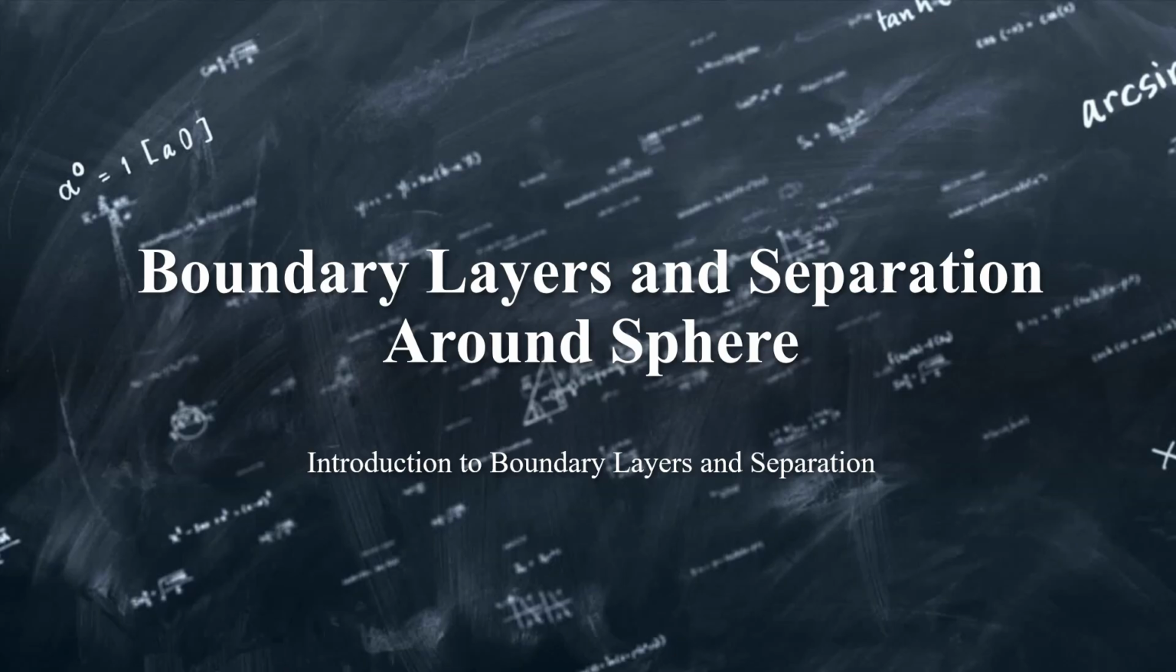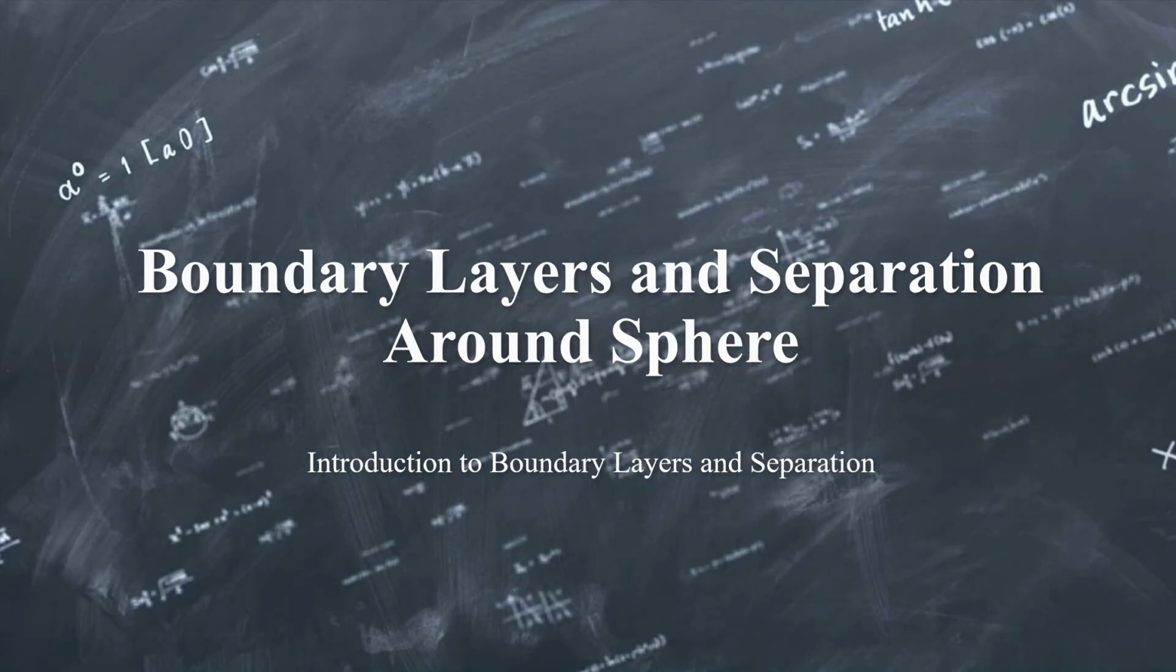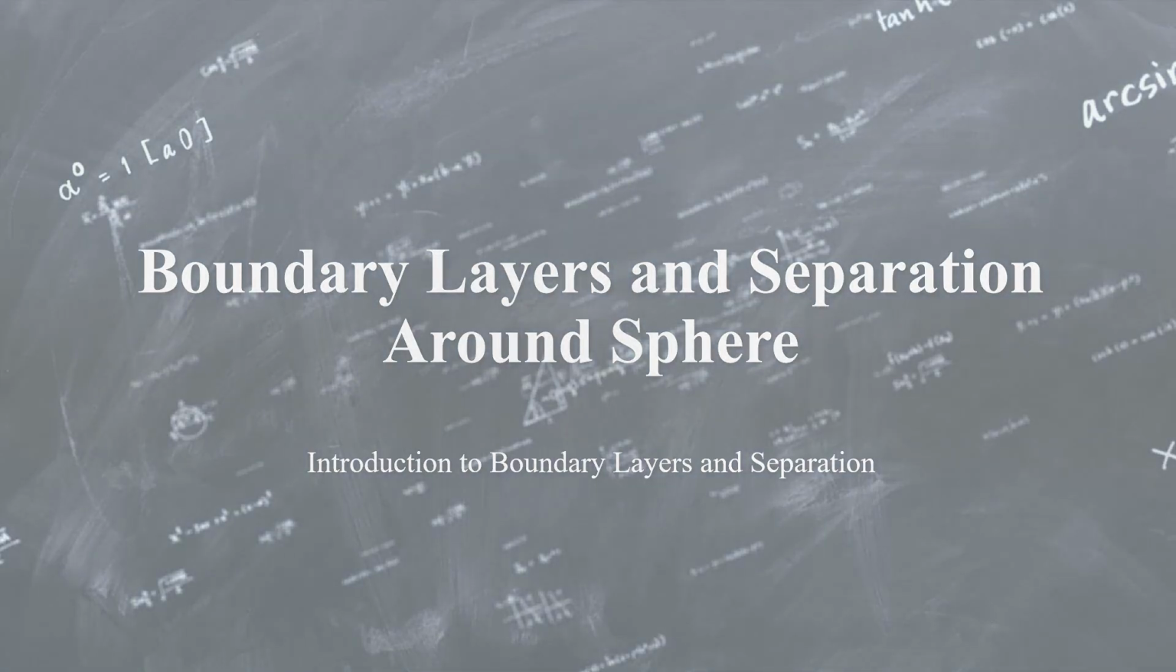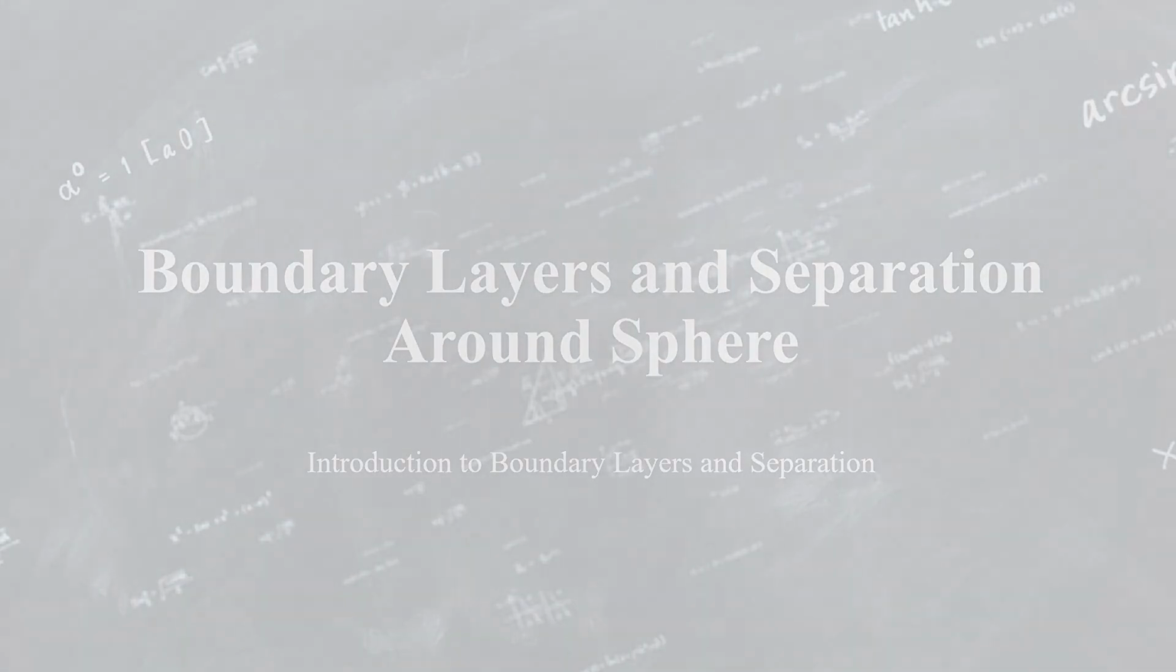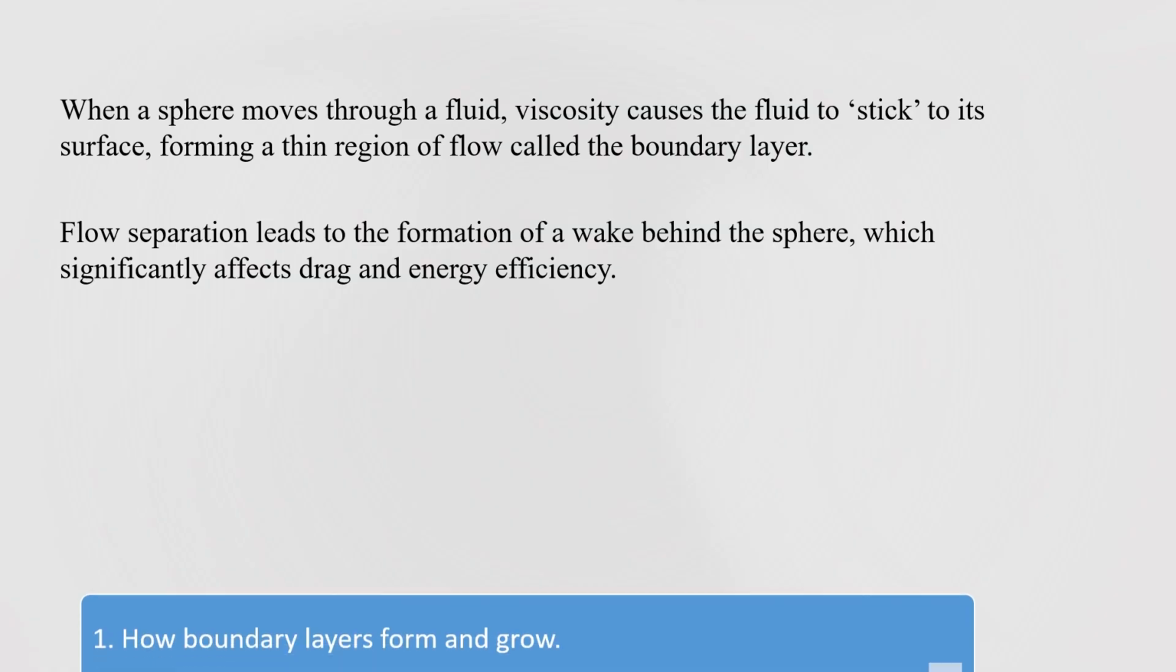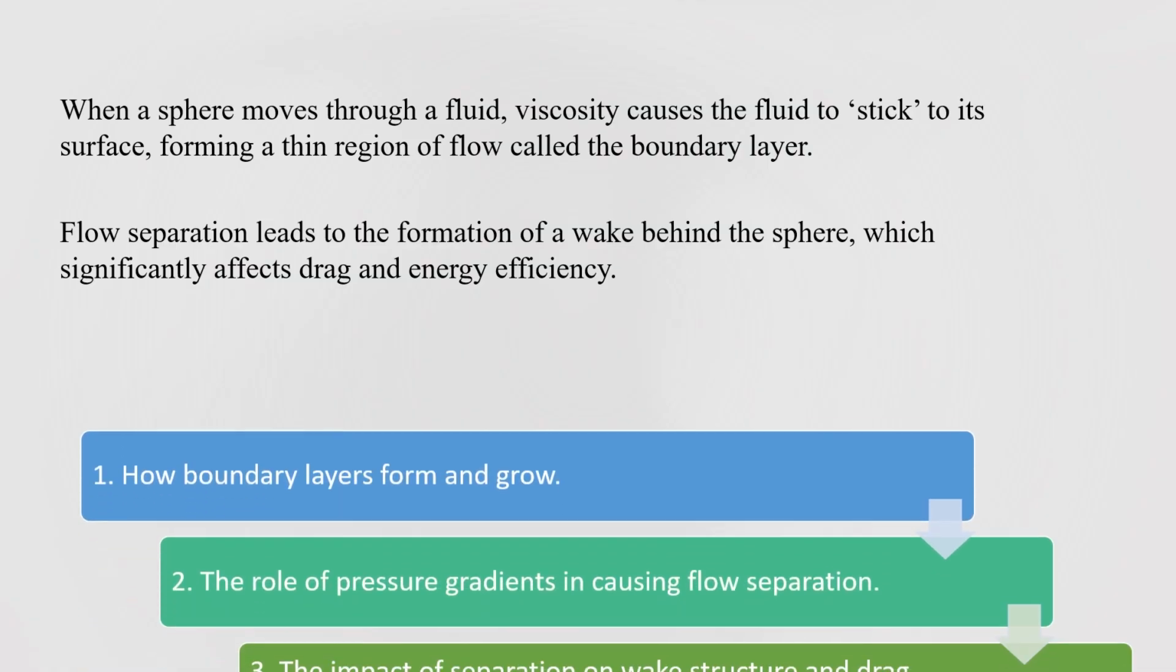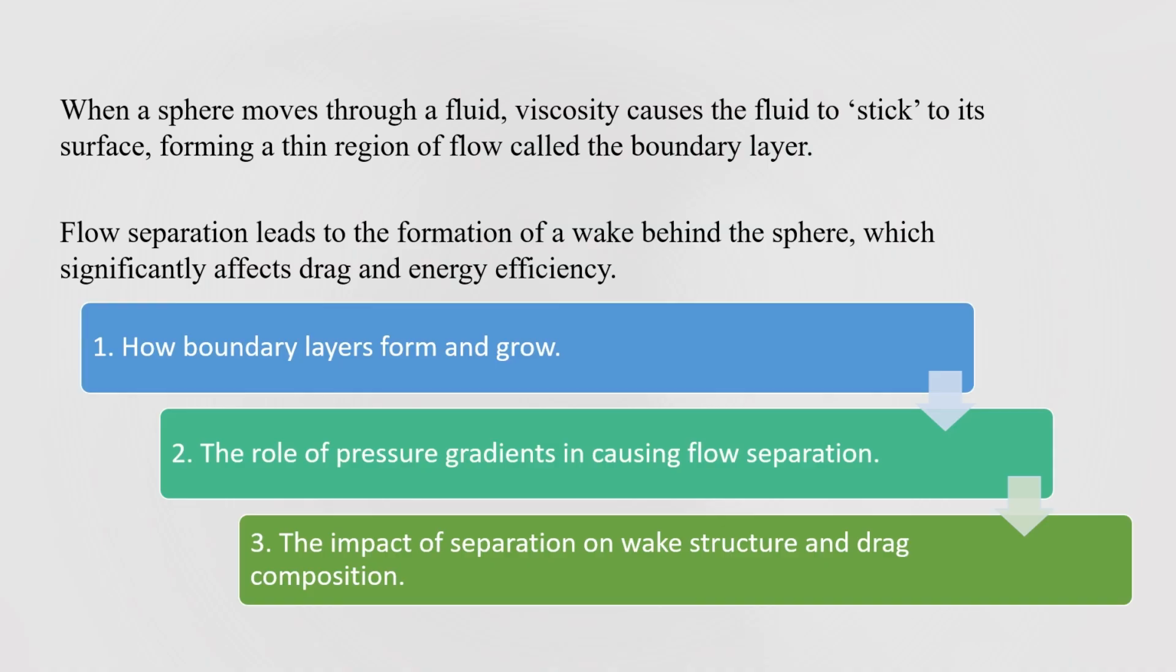The boundary layer's behavior is crucial because it determines how the fluid flows around the sphere and whether the flow remains smooth or separates. When the flow separates from the sphere's surface, it leads to the formation of a wake behind the sphere. This wake plays a significant role in increasing drag and energy dissipation, making the flow around the sphere more chaotic and less efficient.